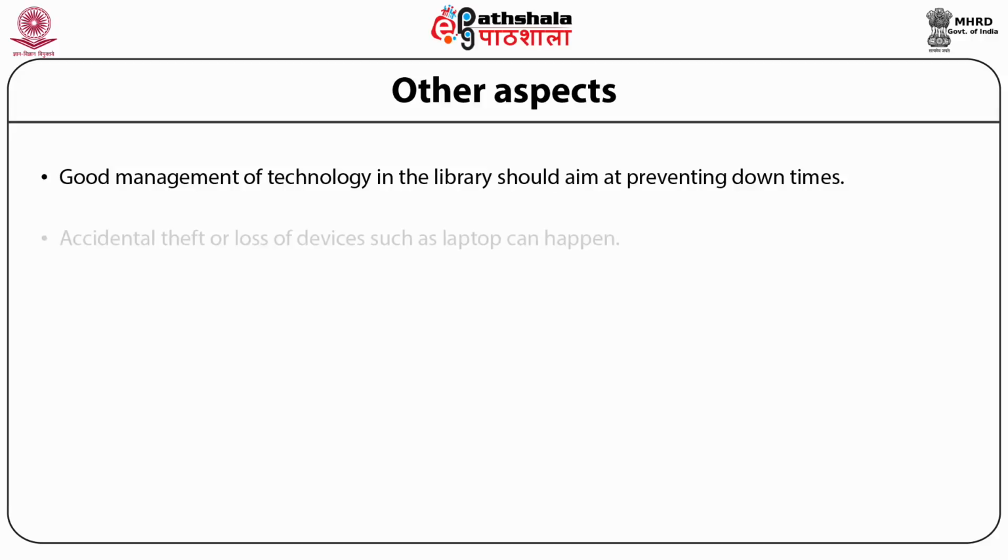Second, accidental theft or loss of devices can happen in libraries. As we have discussed, today technology is shrinking, devices are shrinking, and with that, there is a possibility of loss of devices, and accidental thefts happen. The libraries should take measures to sensitize the patrons or library users about the need to take care of the devices, and this is one of the approaches to manage technology in the library.